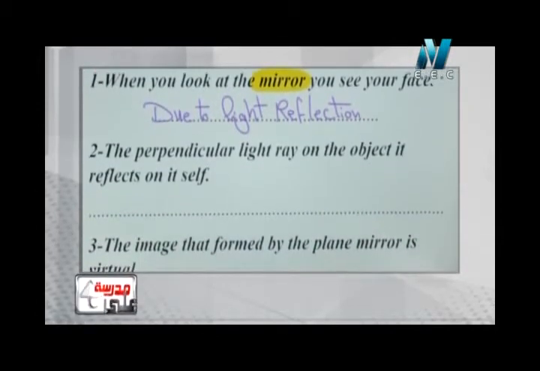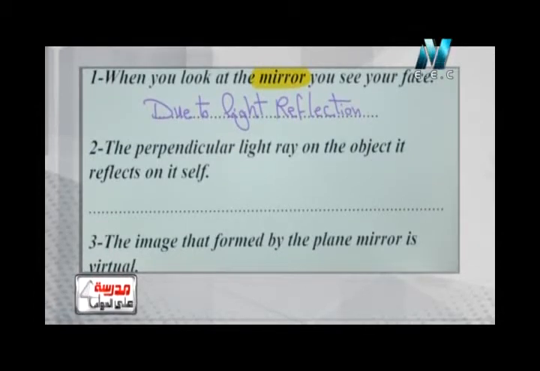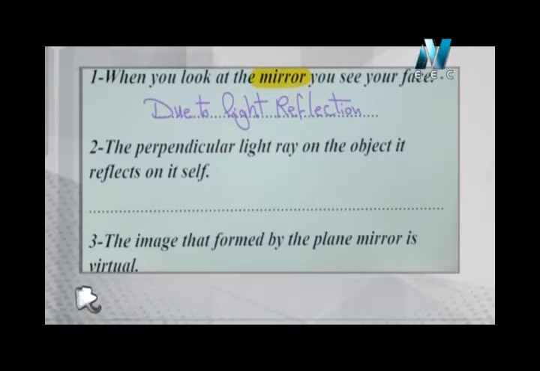Question number 2 says: the perpendicular light ray on the object reflects on itself. We know any perpendicular light ray, with a right angle of 90 degrees on any object or surface, reflects on itself. It's the same question we studied before in second prep as a give reason and in third prep as a give reason. Why does the light ray reflect on itself?